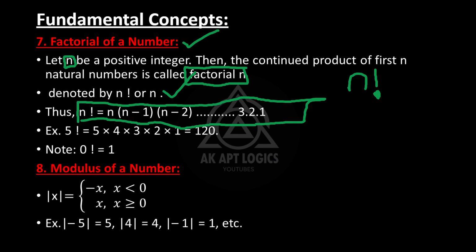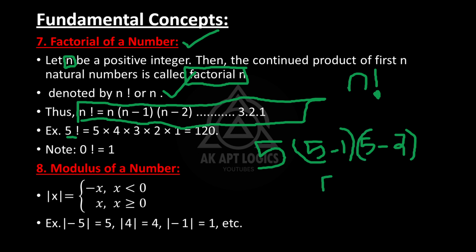n factorial is equal to n into n minus 1 into n minus 2 and so on up to 1, not 0. If you multiply with 0, it will become 0, right? So up to 1 only. For example, 5 factorial, as per the general form, will be 5 into 5 minus 1, into 5 minus 2, and so on.